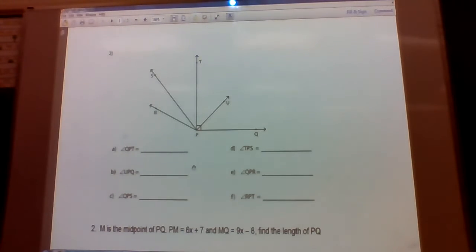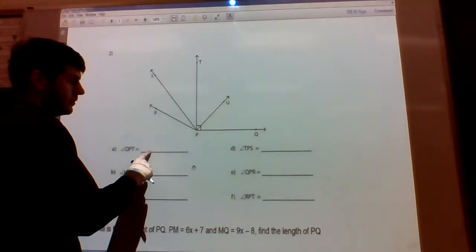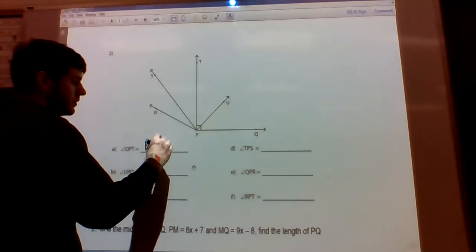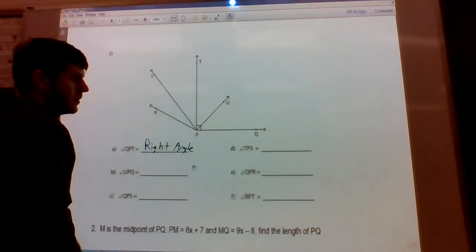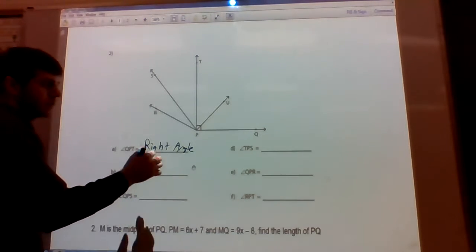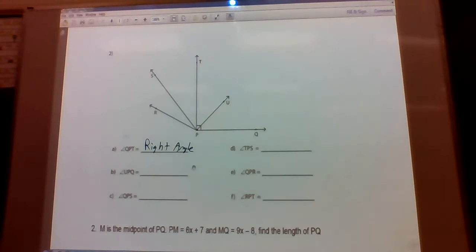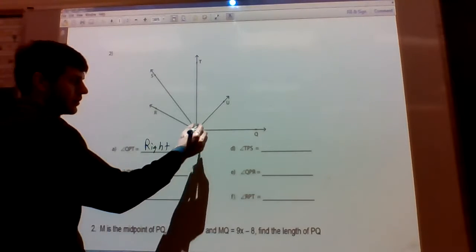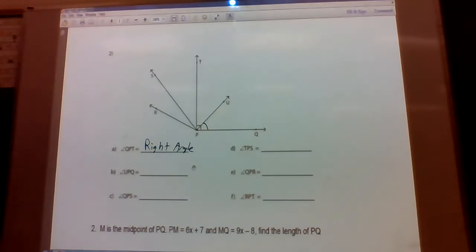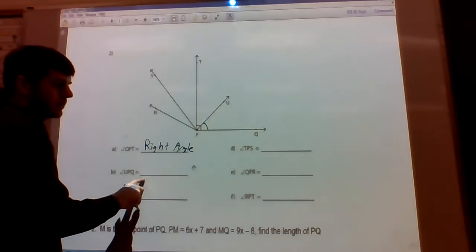Angle QPT. So again, that's how we name our angle. So QPT is going to be a right angle. Second one's asking for UPQ. Again, P is the vertex, so P is in the middle. So UPQ is going to be this angle right here. As we notice, that is less than 90, so it's going to be acute.